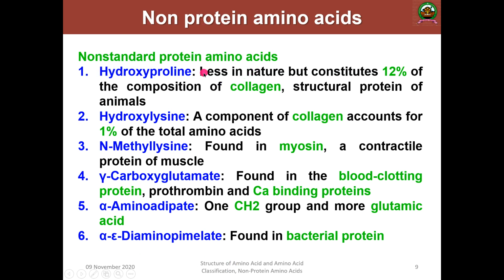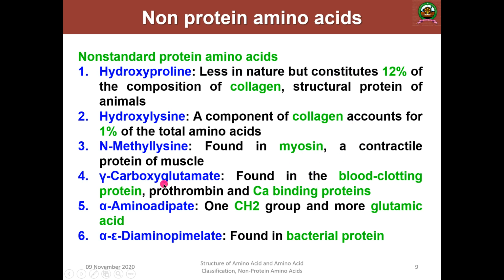Then this hydroxyproline is very less abundant in nature, but it constitutes approximately 12% in structures like collagen, which are the structural proteins of animals. Next is hydroxylysine, which is a component of collagen again, accounting for 1% of total amino acids. And N-methyl lysine is mainly present in myosin, a contractile protein of muscle. You have known the role of myosin and actin in muscle contraction.